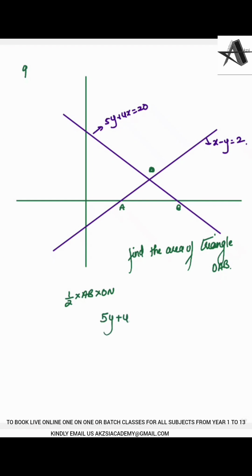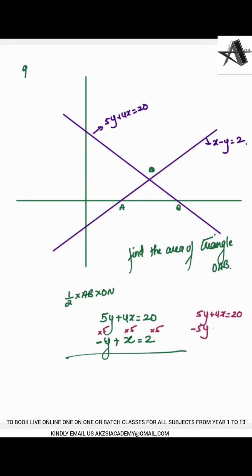5y plus 4x is equal to 20. x minus y is equal to 2. We can make any one the same. Let me make y the same, multiplying by 5. The final equations will be 5y plus 4x is equal to 20 and minus 5y plus 5x is equal to 10. We need to add them up.